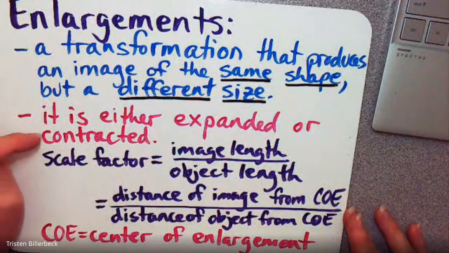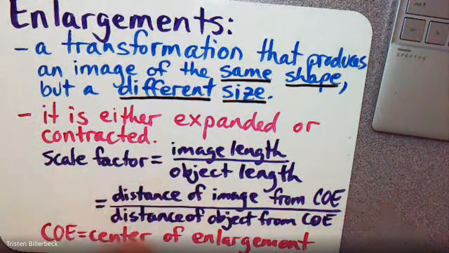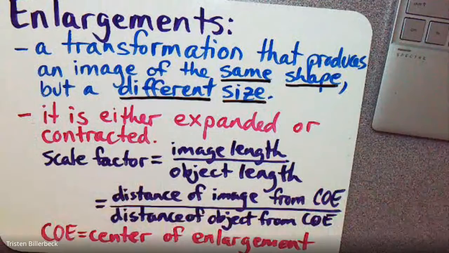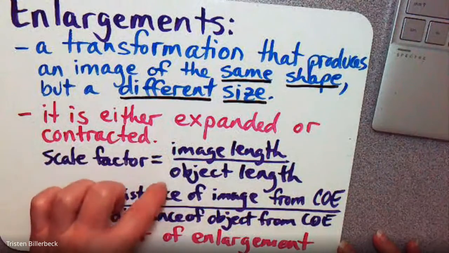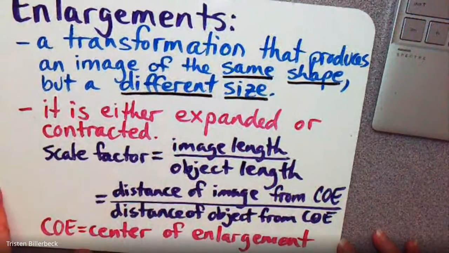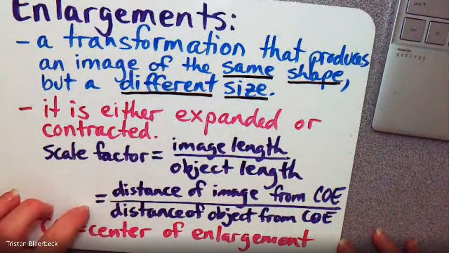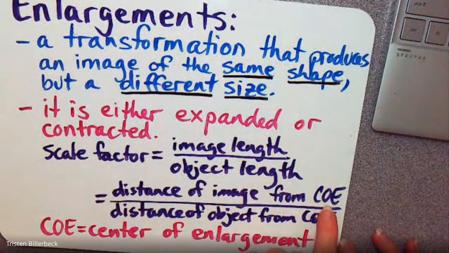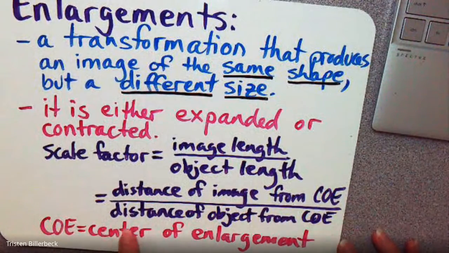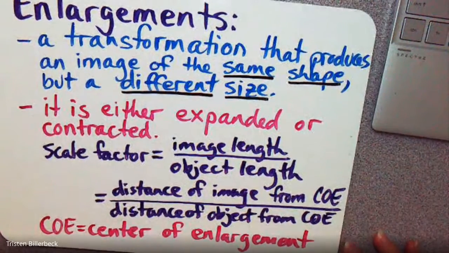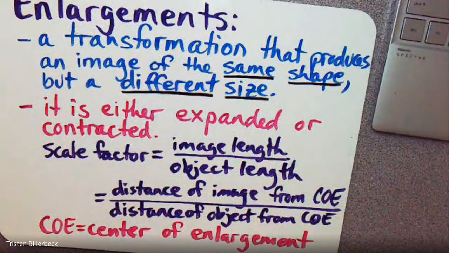Okay, so it is either expanded or contracted. So expanded or contracted, expanded or reduced. Okay, so a scale factor is, we always want to keep the image length on top, and the object length down below. And that would still equal the distance of the image from the COE, which is the center of enlargement, over the distance of the object from the center of enlargement. You may say, hold on there, we don't know what a center of enlargement is.